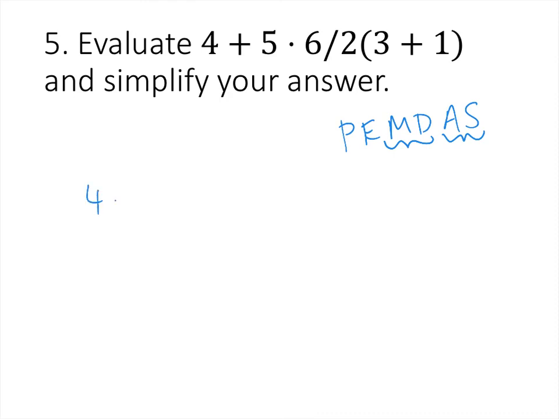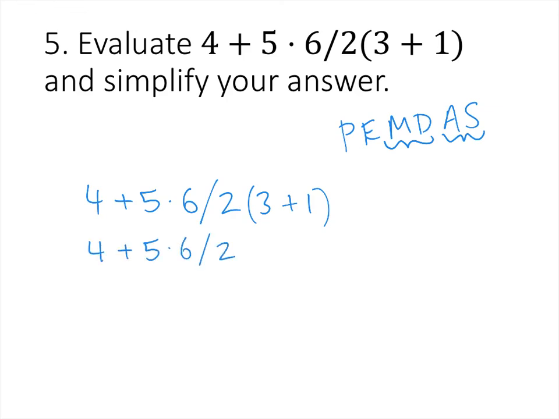So if we take our expression here, 4 plus 5 times 6 divided by 2 times (3 plus 1), we have some parentheses, so we'll deal with those first. Inside the parentheses we have 3 plus 1, and 3 plus 1 is 4. Now when we have two numbers next to each other, with parentheses, that means multiplication. So I'm going to rewrite this using the multiplication sign. 6 divided by 2. Rather than with the 4 in parentheses like that, I'm just going to write times 4, just to make it a little easier to think about.